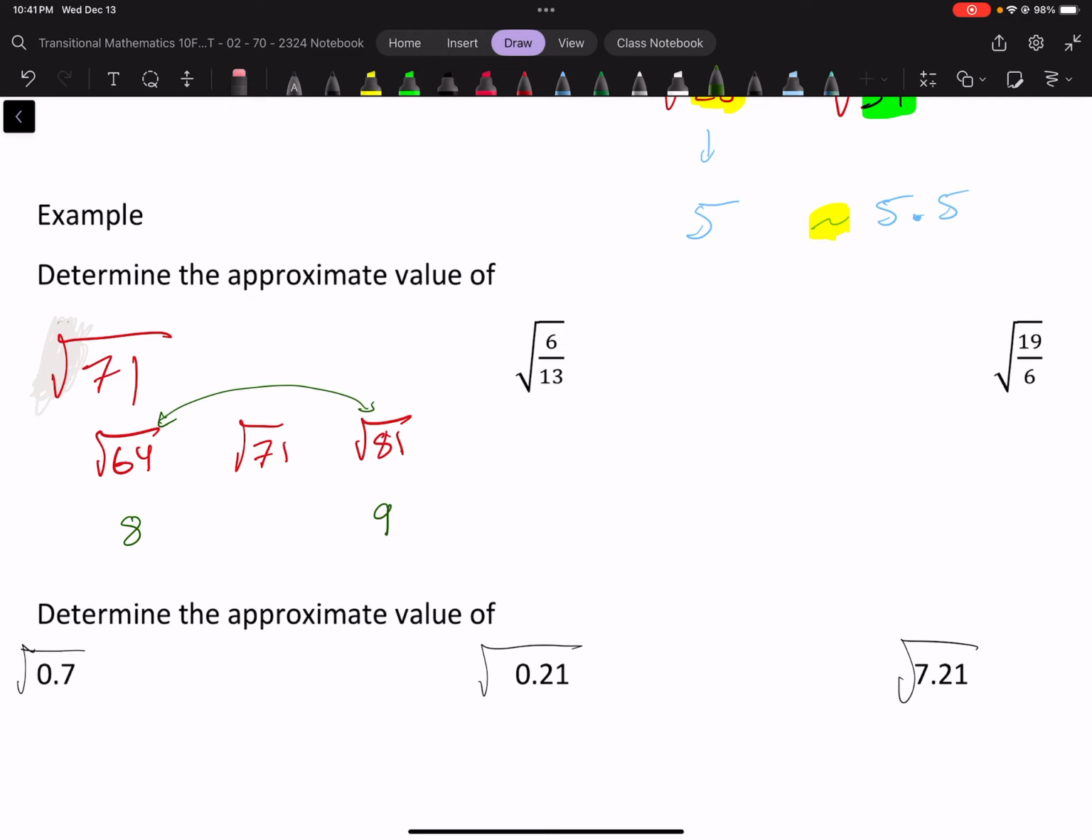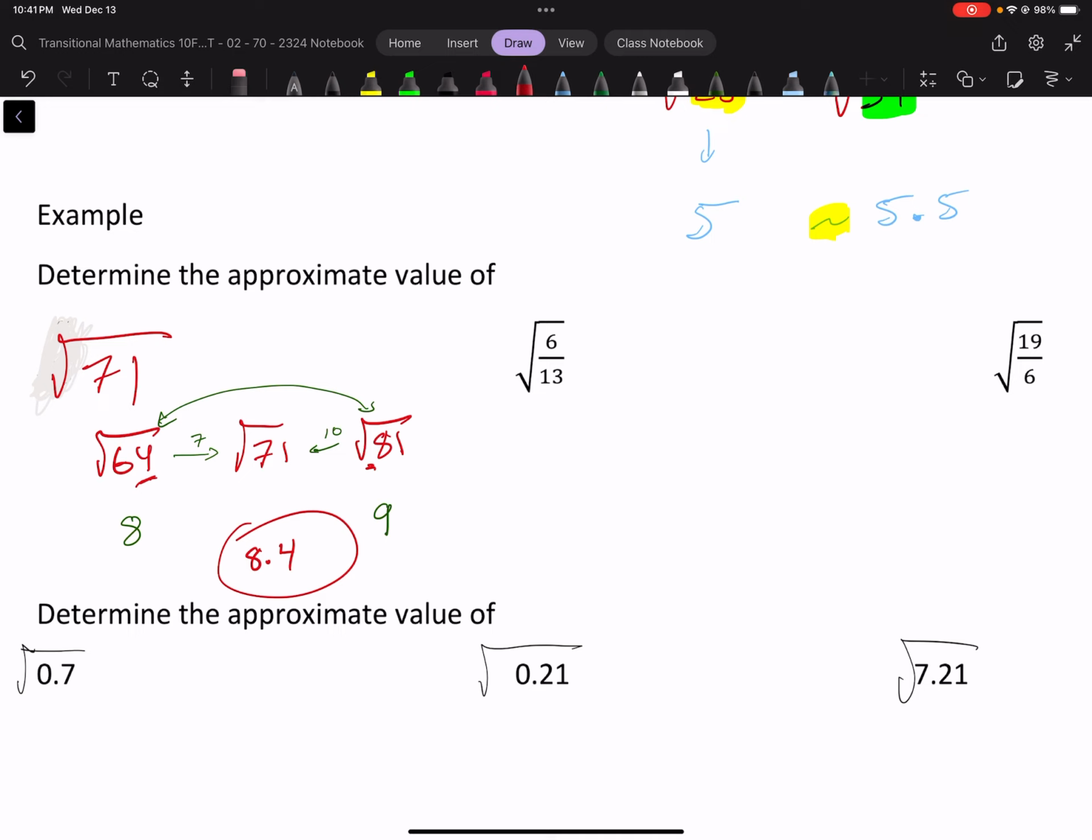Now, I'll try to go a little bit deeper. So is it 8.1, 8.2, 8.3, 8.4, 8.5, 8.6, 8.7? Well, if you notice, 71 is 7 units away from 64. 71 is 10 units away from 81. So I would suspect that it's going to be closer to 8 than it is to 9. So I'm going to estimate 8.4 because it's almost in the middle still. That would be my approximate value.